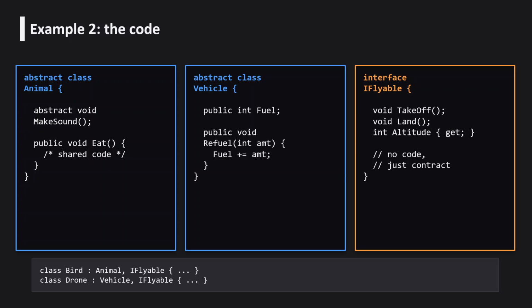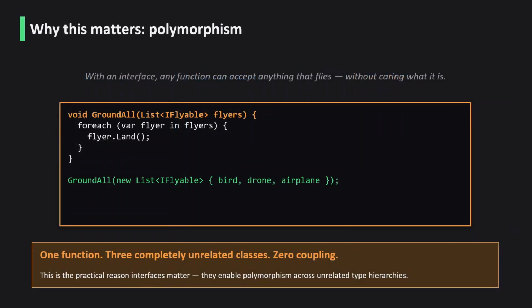Then Bird and Drone declare which abstract class they extend and which interface they implement. Notice they are side by side. Same syntax, different meaning. So polymorphism, why does this actually matter?